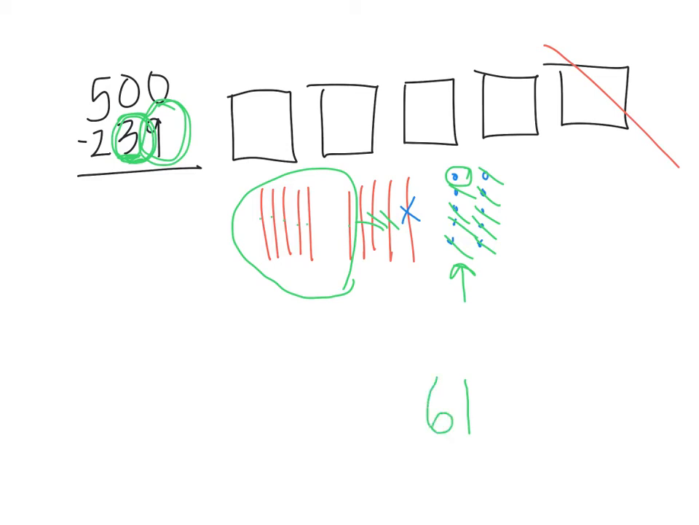Now we're going to go to the hundreds place, and I need to subtract 2 from the hundreds place. So up here is the hundreds place, and I need to subtract 2. 1, 2. Circle what is left over. There are 2 hundreds left over. Our number is 261.